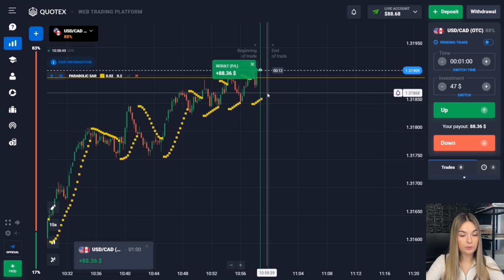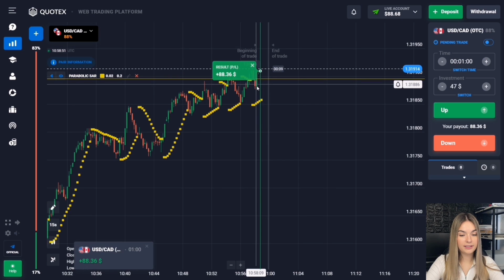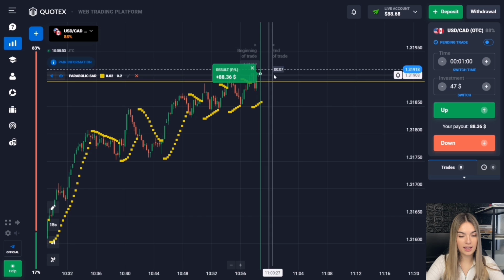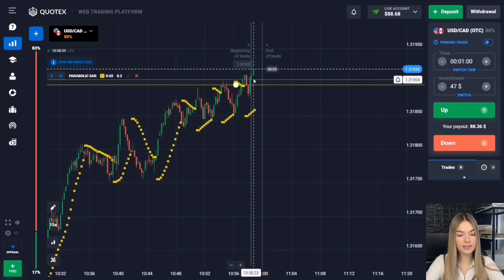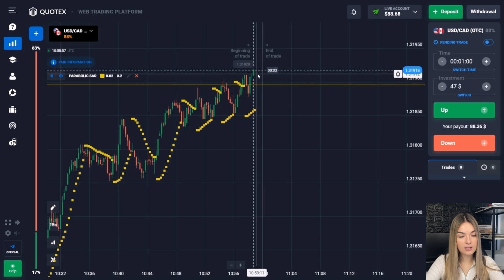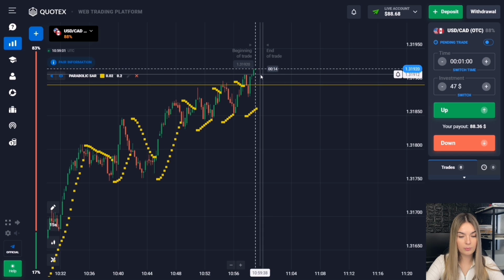Friends, it's not bad. Of course, there was a slight pullback down, but after that the upward movement continued again. This level has been broken through and we are making profit here with you. And in this situation, 1 minute was just enough for us. Also, this indicator again gave us a good entry point. Let's continue and consider the following market situation.